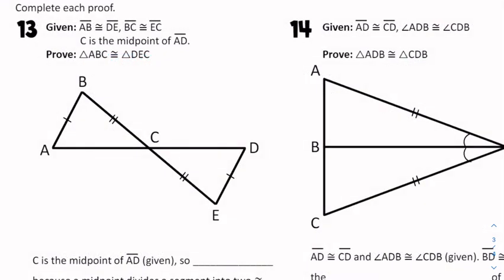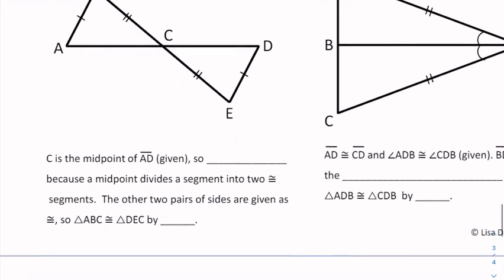Number 13 says complete each proof. A proof is an explanation of why this is true. So they gave us that side AB and DE are congruent. We know that by the picture and in our statement up top. We also know that BC is congruent to EC and that C is the midpoint of AD. And they want us to use all of this information and explain how we know that these two triangles are congruent. They have started the explanation below. We just need to fill in the blanks.